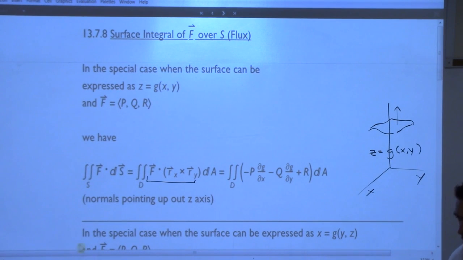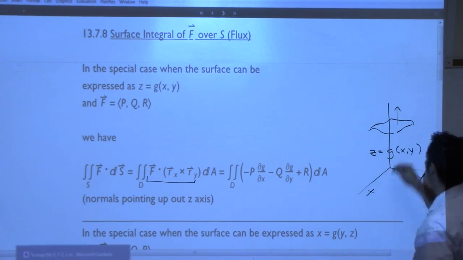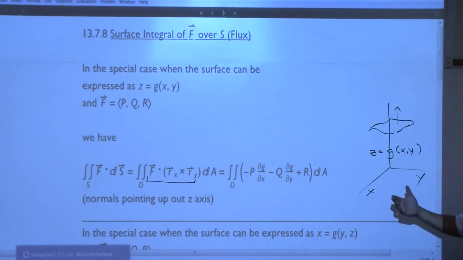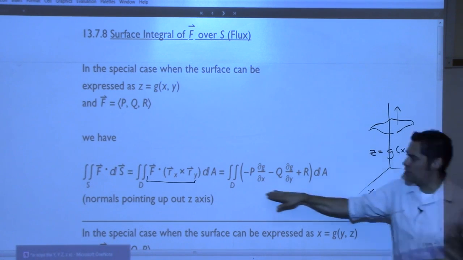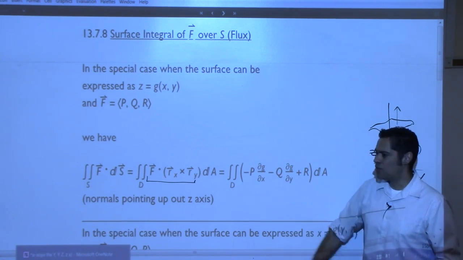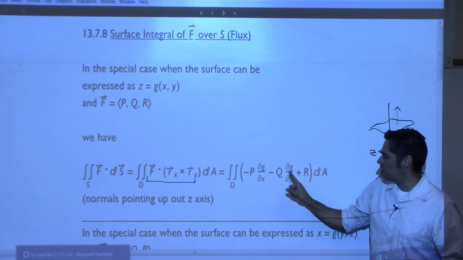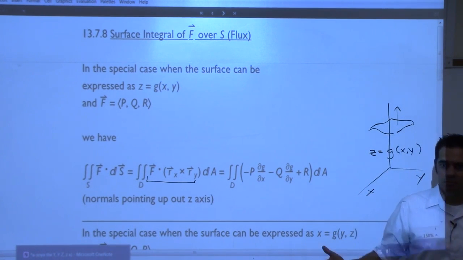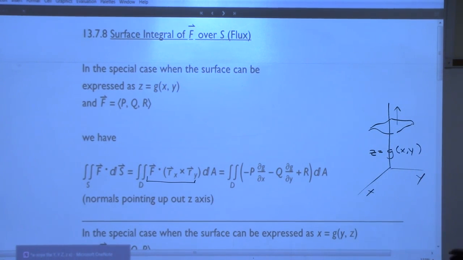Now, what happens if the normals that you have are pointing out the bottom, which will be the case sometimes? How do you think this formula changes? All the signs change. This becomes plus, plus, minus. And that's it.